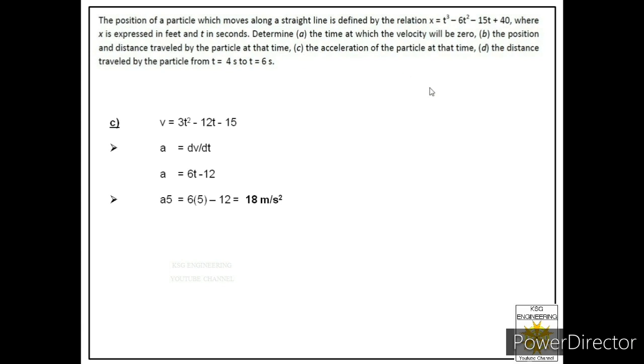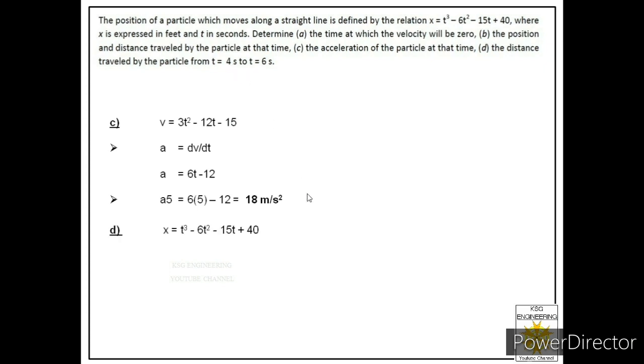Now we will see what we have to find in D part. So in D part we have to determine the distance traveled by the particle from t equal to 4 seconds to t equal to 6 seconds. Again we have to find the distance, but now from 4 seconds to 6 seconds. Earlier we located the position of the particle up to time equal to 5 seconds. But now we have to locate up to 6 seconds, but the starting point is 4 seconds.